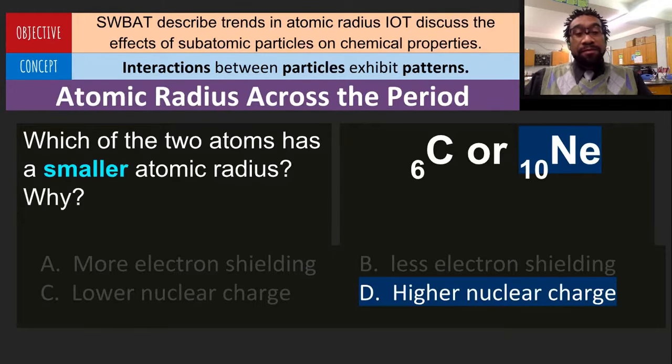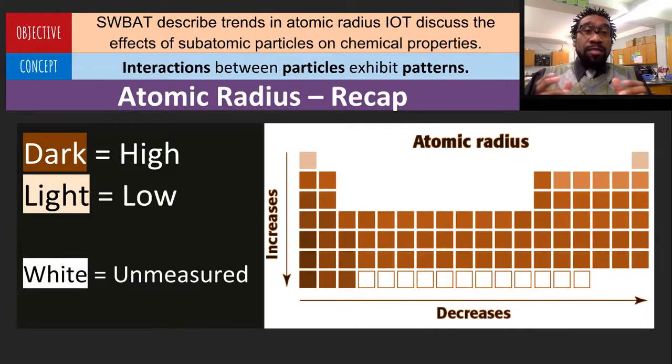This is a basic recap of the lesson for today. This is a map of the atomic radius across the entire periodic table. The dark regions represent atoms with a high atomic radius, while the light regions represent atoms with a low or small atomic radius. The white regions are atoms that have immeasurable sizes simply because they're radioactive. We don't really try to combine them with anything, so we can't measure their atomic radius.